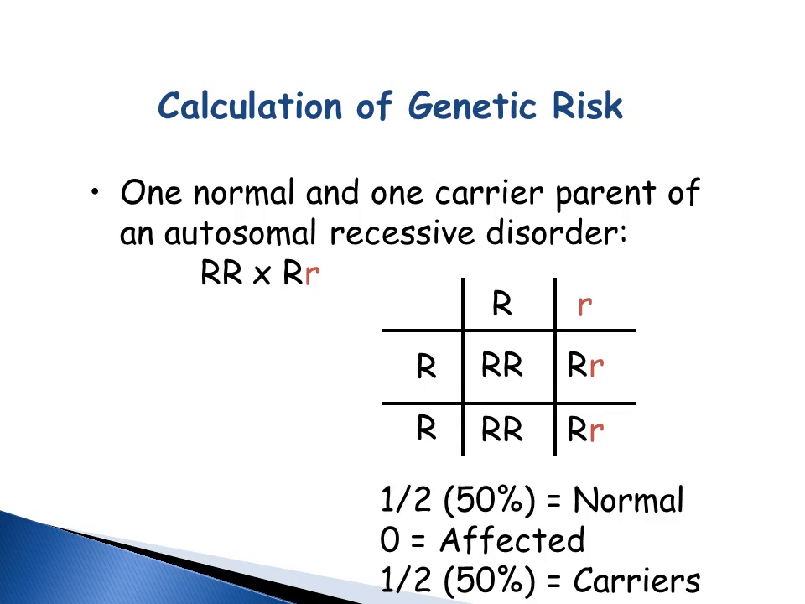The genetic risk of having one normal parent and one carrier parent of an autosomal recessive disorder would be big R crossed by big R little r. And in this situation, you would have a 50% chance of having a normal child and a 50% chance of having carriers, and none of the children will actually be affected.